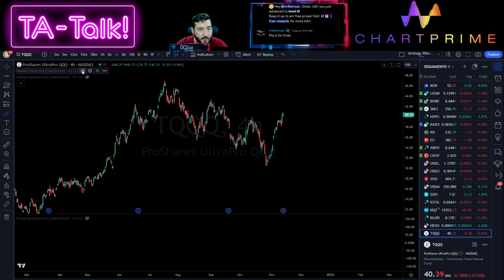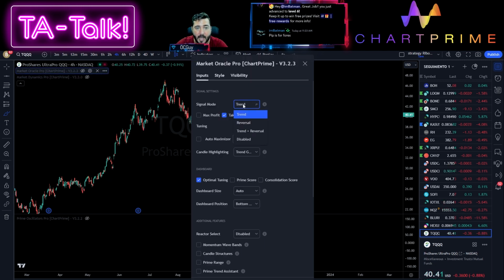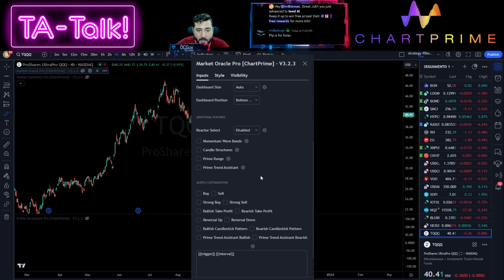The first thing I'm going to do is add my indicators here. First of all, I want to understand whether I'm bullish or bearish, and the first thing I want to look at is the trend. Based on the trend, I can start making decisions. The first thing I'm going to turn on is my reactor. I like Dynamic Reactor.